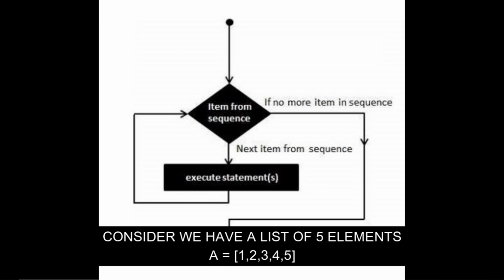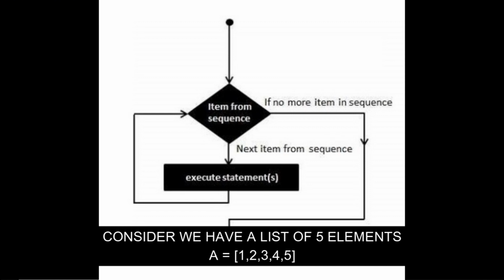First, it will pick the first item from the list. This is the first step here, item from sequence. We are taking the first item from the list. Then it executes a certain number of statements for that element. After that, it checks if there are any more items in the list. If there are, then it will follow the same procedure and execute the statements.